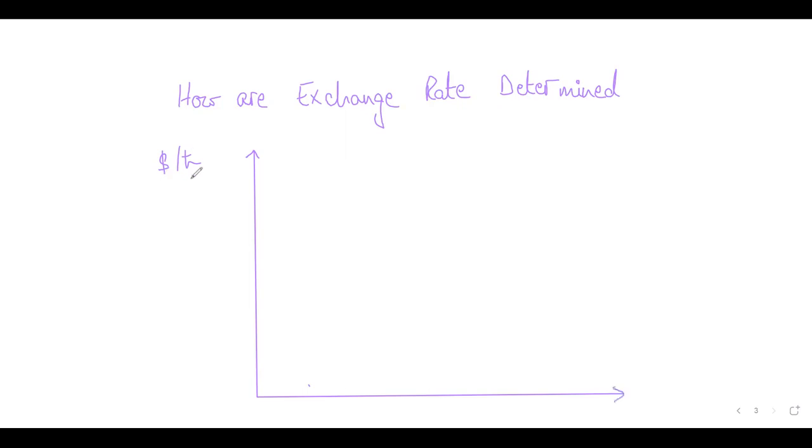So what do we have on the y-axis? Dollar per pound, right? So how many dollars can each pound buy? That is what we have on the y-axis. And on the x-axis, you will obviously have the quantity of pounds. Whichever of the two currencies is the second currency on the y-axis, dollar per pound, so pound is the second currency in this case, the quantity of pounds will be on the x-axis.